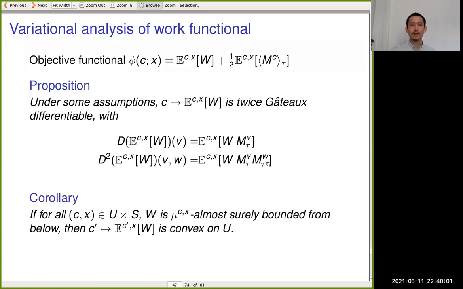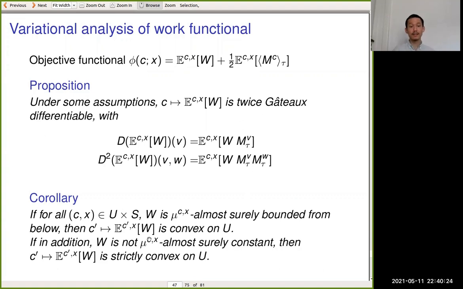Why is this nice? As a corollary of this, you can say if for every admissible control C and for every initial condition X, if W is mu Cx almost surely bounded from below, then the map that sends your control C prime to the expectation of W with respect to C prime is convex on U. And in addition, if W is not mu Cx almost surely constant, so basically there must be with some positive probability, W has to assume a different value from some other value, then this map is in fact strictly convex.